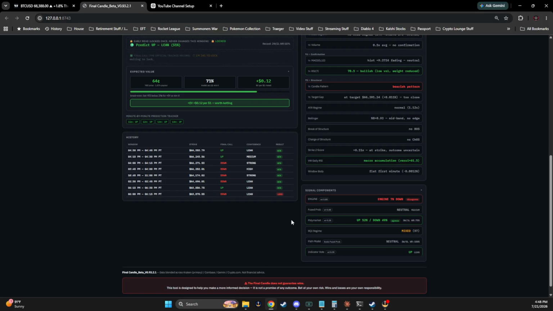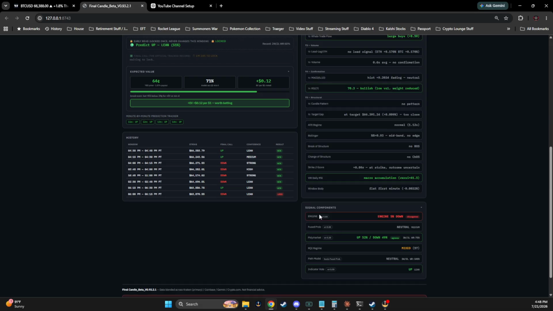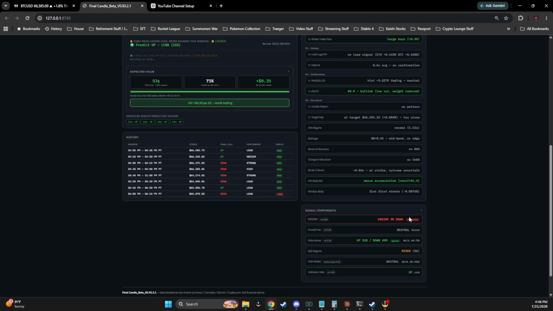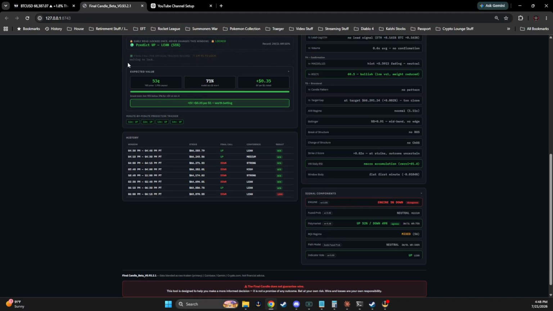The engine, so these are the main portions that are actually firing. The engine right now is trending down. As I can see on the current market, up is at 46%. So we'll see where this final call goes, and whether I'm going to sell my up or hold it.